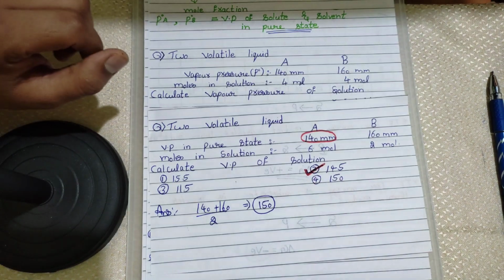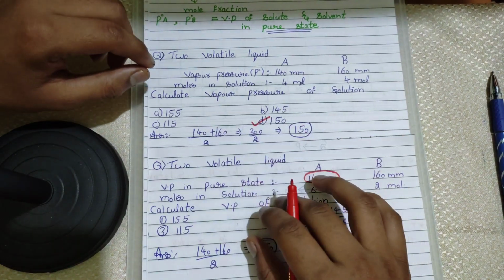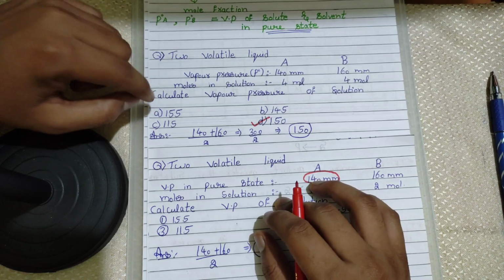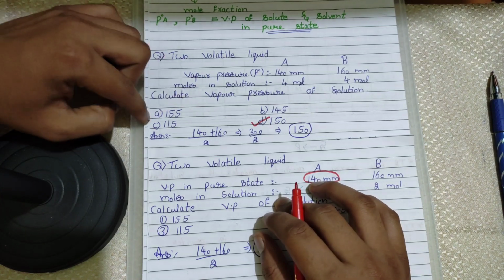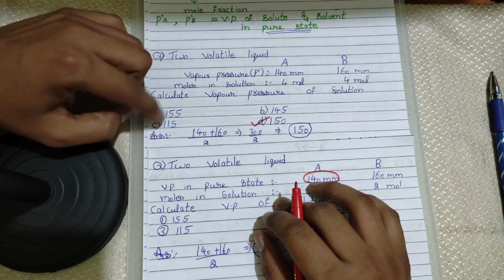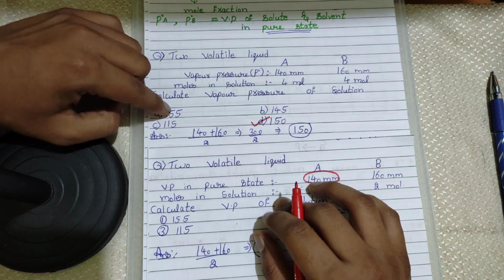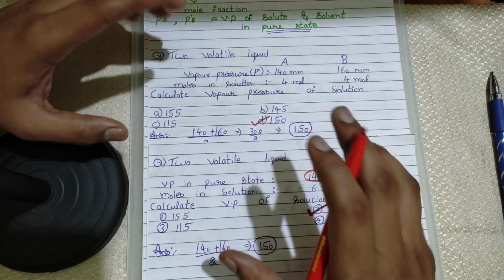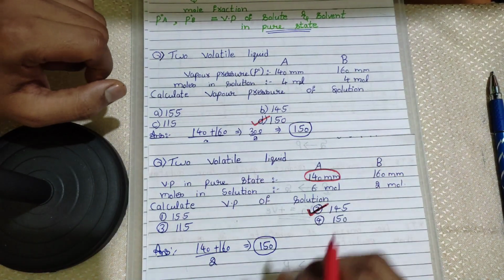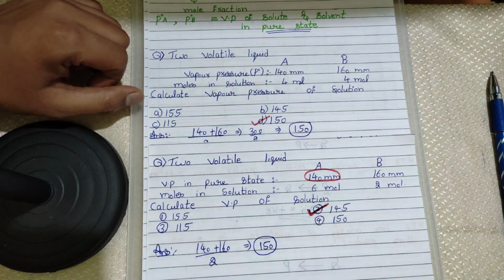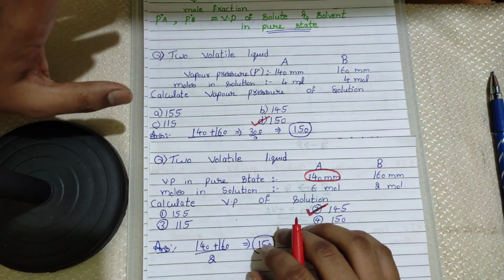See, another important thing I'm telling you: whenever this type of model is asked in previous year questions, the same type of options they'll be giving you. A few variations like 115, 155, 145, 150, very close options they'll be giving you, so easily you can identify the correct option.